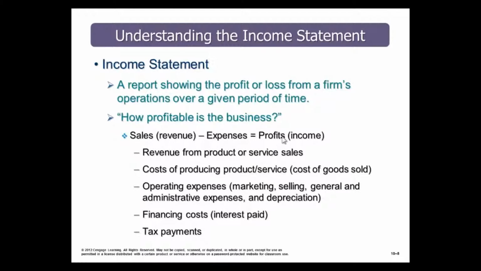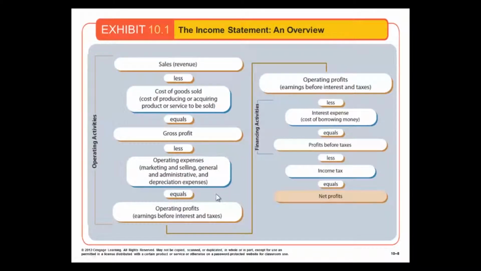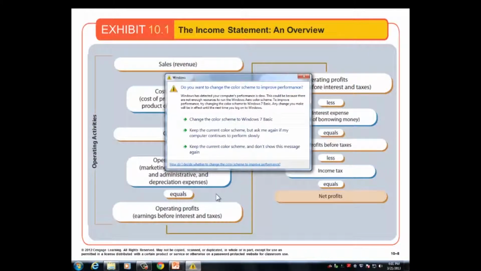And that includes a lot of things. You see that list of items underneath the equation there. The revenue is from product or service sales, cost or the cost of producing that product or service. Operating expenses are all of the non-cost of producing items: the marketing, the selling, the G&A, the expenses, and the depreciation. And then we have financing costs or interest costs, and then tax payments. So you'll see that in every income statement, whether it's a small company or a large company. Now let me also point out that the income statement measures company performance over a period of time.